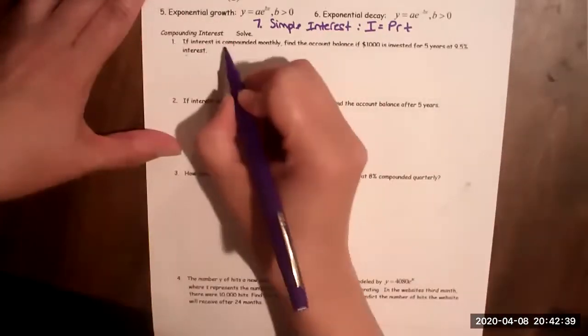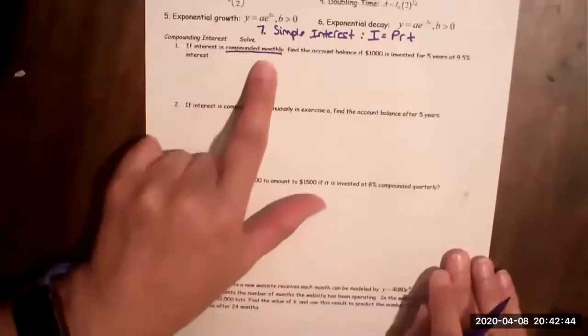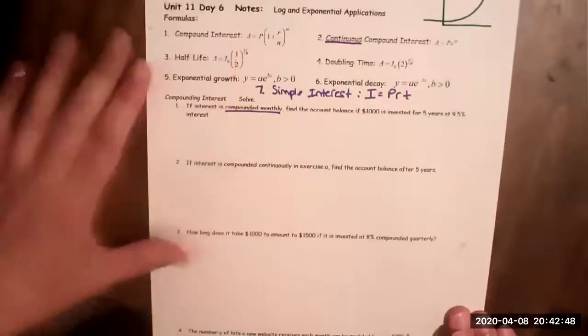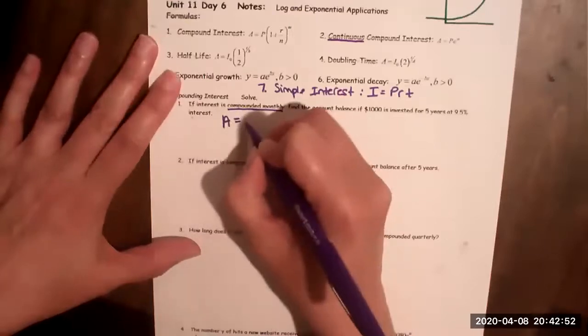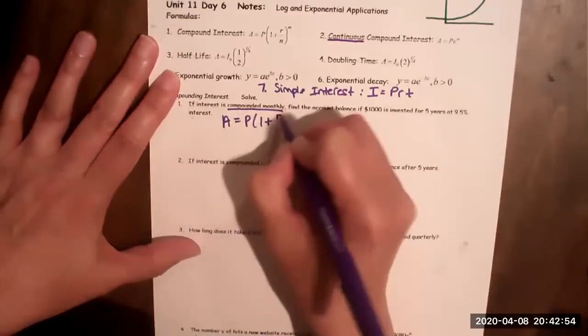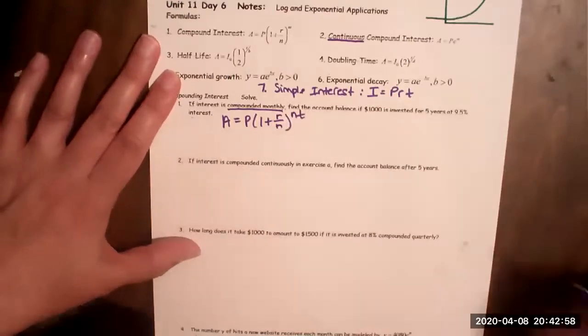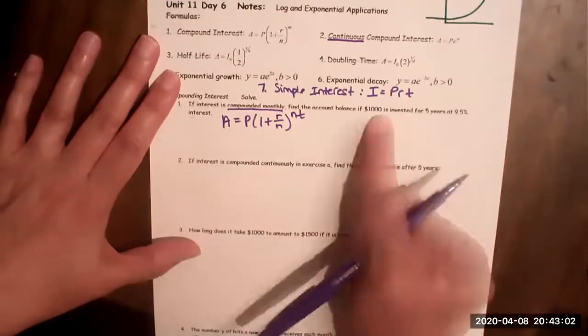So this first one, you read the question: if interest is compounded monthly. So when you see that right there, that's your clue. Compounded monthly, we need the compound interest formula from up here, that one. So our formula, and I would suggest you write it down. A equals P times 1 plus R over N to the NT power, and then you fill in what you know. $1,000 is invested, that's the P right here.